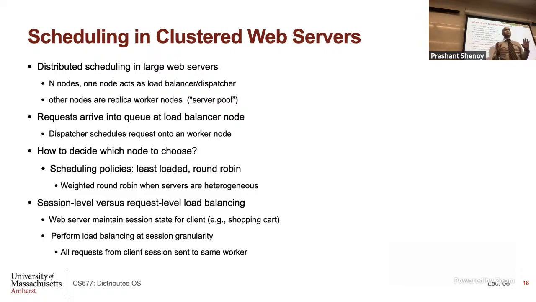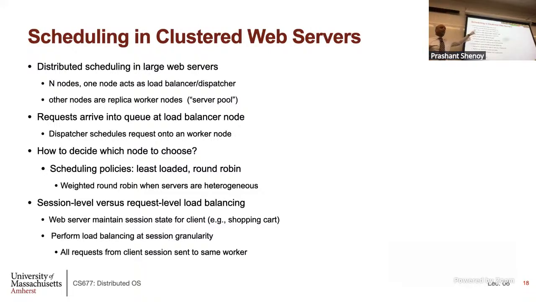Okay, is that clear? So here you have n nodes. One of them is the dispatcher. The dispatcher is getting web requests and sending each one to one of the web servers, which are worker nodes that serve the request and send back a response.